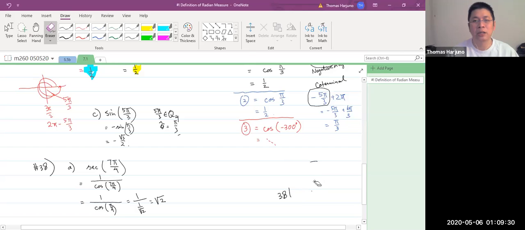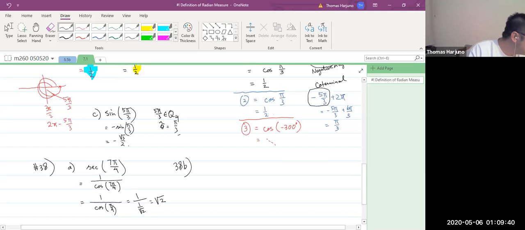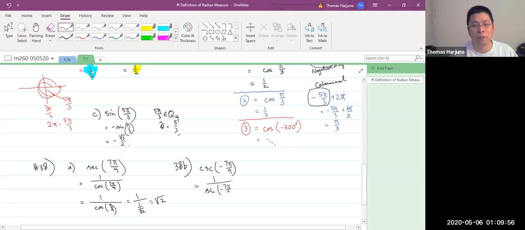Number 36 BC, 38 BCD. Number 38B, simplify cosecant. Oh, is it B or C? Yeah, cosecant of negative 7 pi over 4. That's 1 over sine of negative 7 pi over 4. Now, what do you do from here?